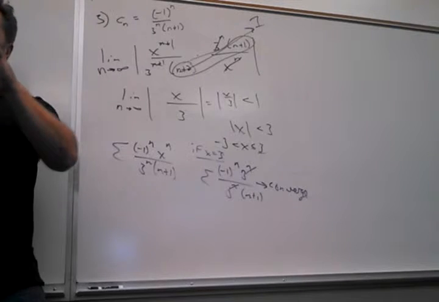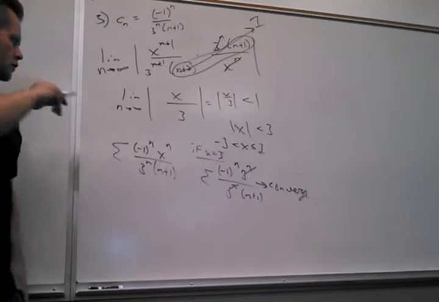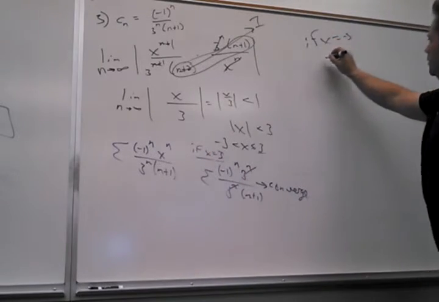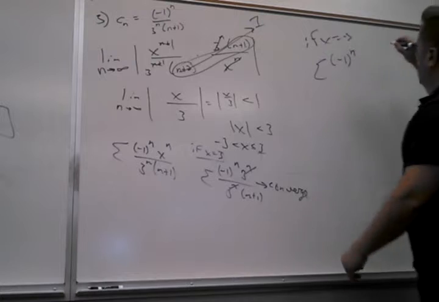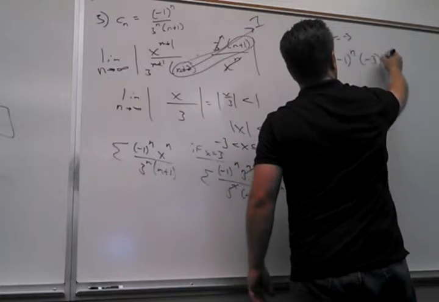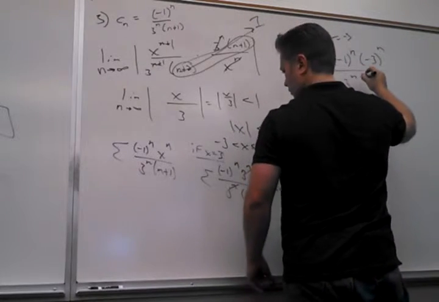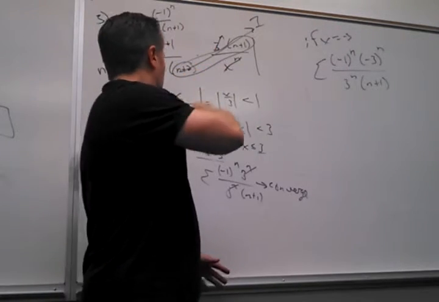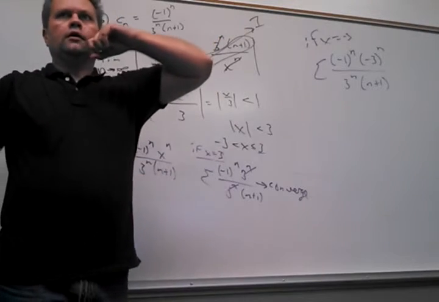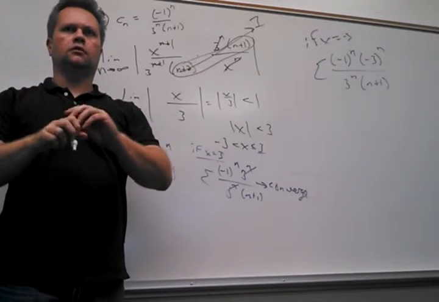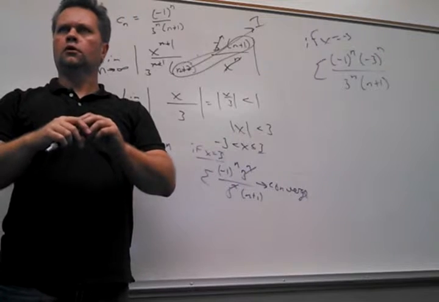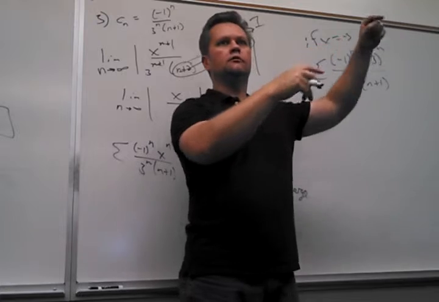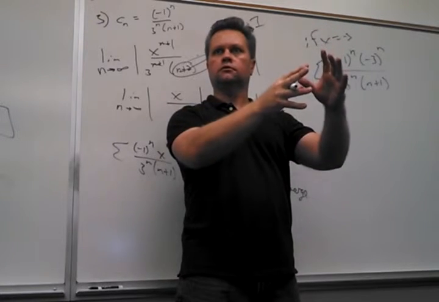Now -3 gets a little weird. So if I plug in a -3, if x were -3, I get the sum of (-3)^n over 3^n. Now be careful. Can I just cross those out? No. So how do you take care of this then? I can rewrite (-3)^n. What is -3? It's -1 times 3.